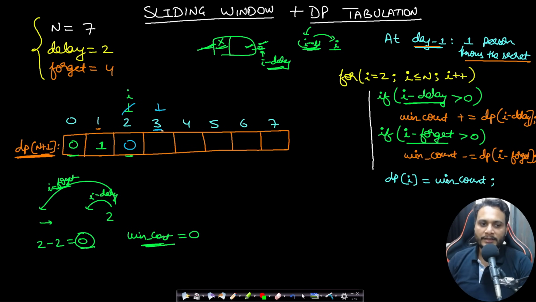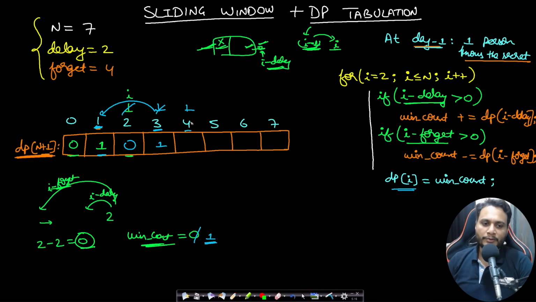Now for this 3, see the i minus delay is 1 and i minus forget will be 3 minus 4, which is out of bound. So just see this value and add it into your window count. And finally your DP at i will be updated with 1. That means the third person will be informed by only one person on the left hand side, or you can say by only one person.